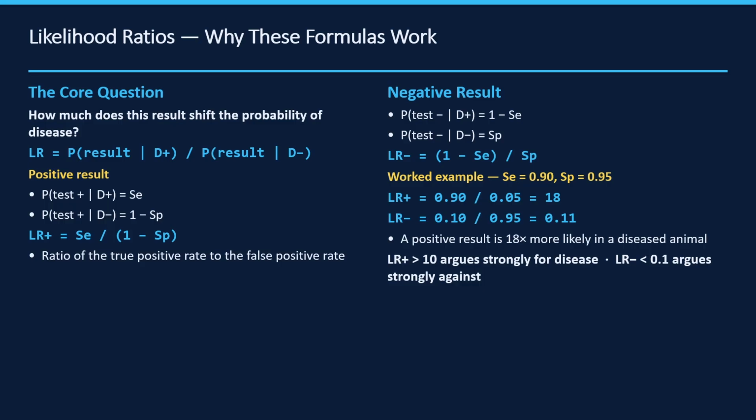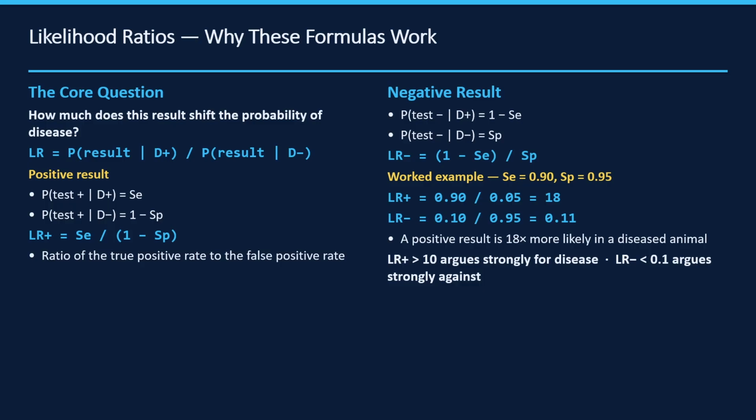For a positive result, how often do diseased animals test positive? That's sensitivity. How often do healthy animals test positive? That's 1 minus specificity. So positive likelihood ratio equals sensitivity over 1 minus specificity. For a negative result, how often do diseased animals test negative? 1 minus sensitivity. How often do healthy animals test negative? Specificity. So negative likelihood ratio equals 1 minus sensitivity over specificity.